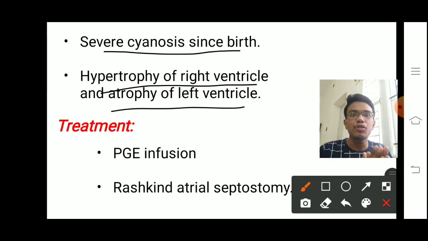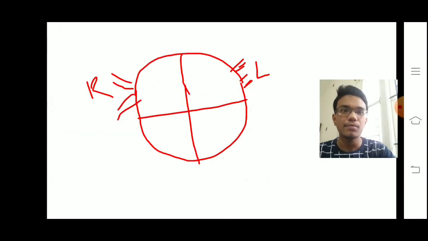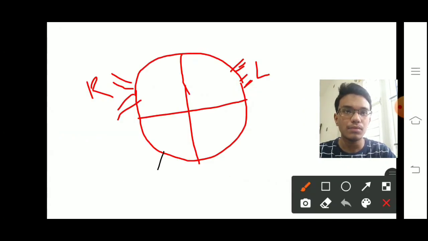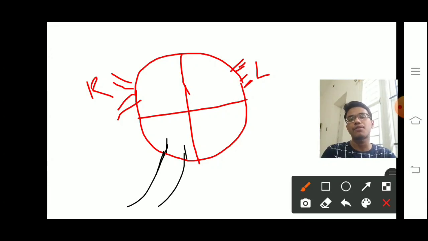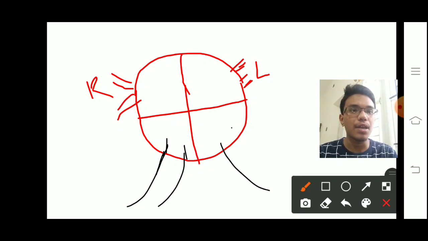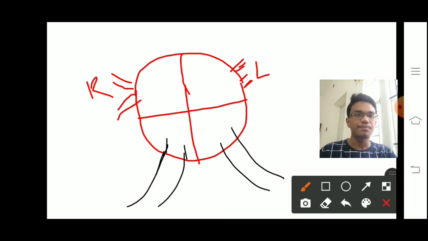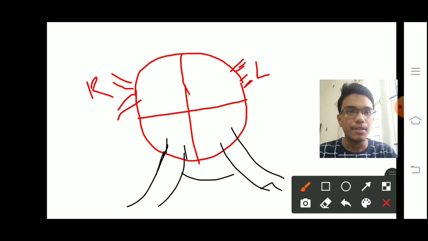And coming to the treatment part, PG infusion. Remember, there will be presence of ductus arteriosus during intrauterine life. Let me show this here. Suppose this is the aorta. In case of TGA, there is transposition of great arteries. We have aorta coming from the right ventricle and the pulmonary trunk coming from the left ventricle, right? And you have the ductus arteriosus. This is aorta here and this is pulmonary trunk here.